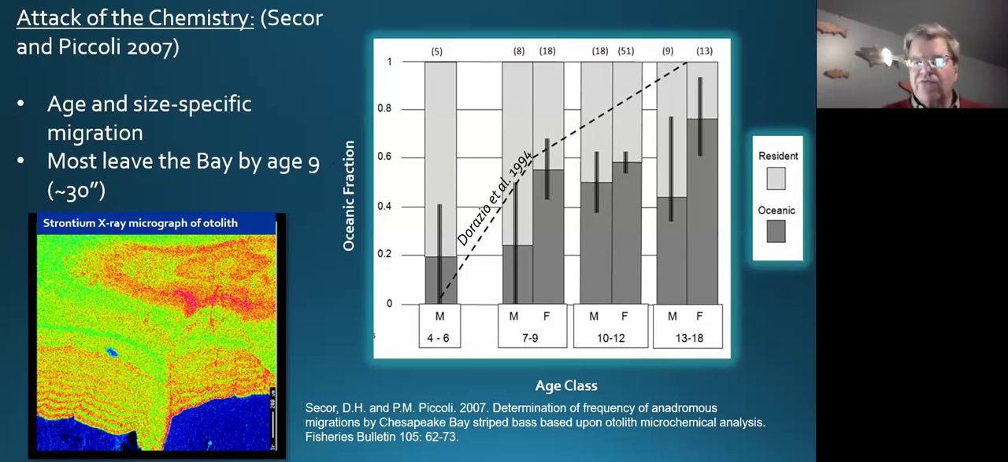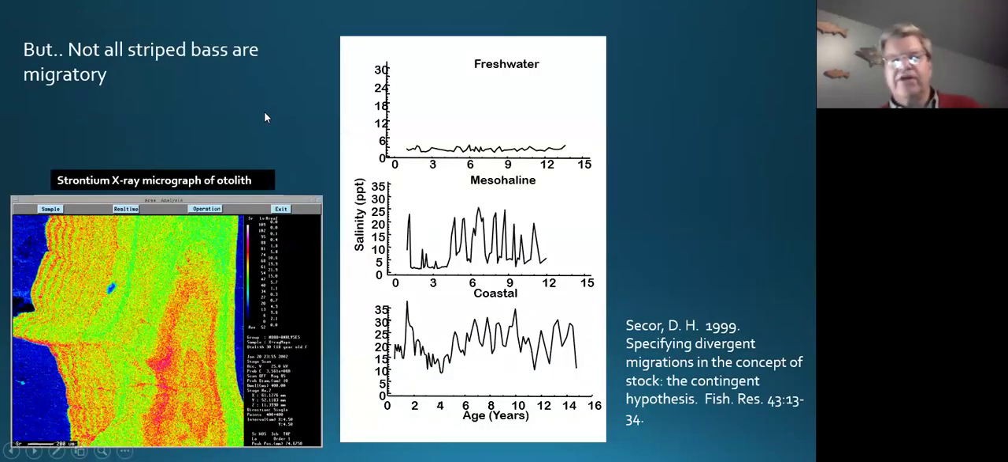So a 9-year-old striped bass is approximately 30 inches. And this aligns with Mansuetti's work. So we've confirmed it with a different kind of approach. But this is not the only thing we saw. Not all big striped bass or old striped bass migrate. Some stay their whole life in freshwater. Others spend their whole life in the estuary, as shown here. So we have mid-salinities, and then others are oceanic. So we have different migration types within the population.